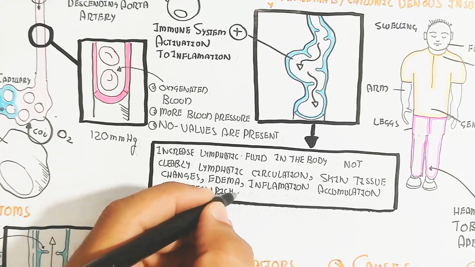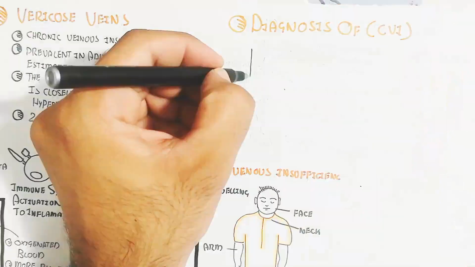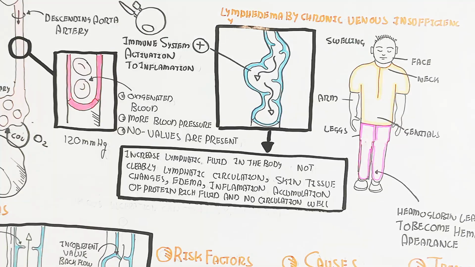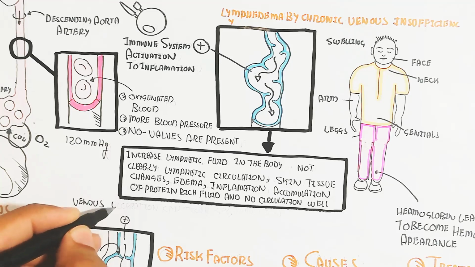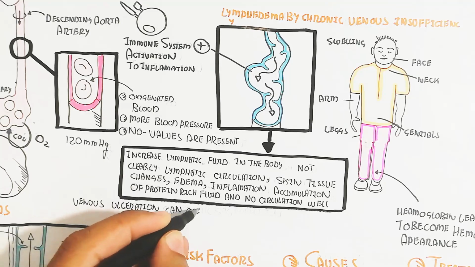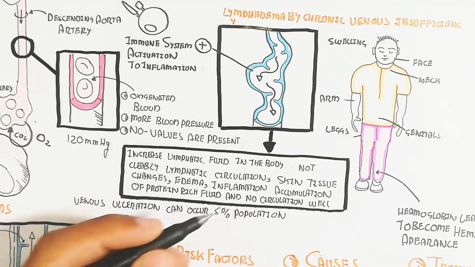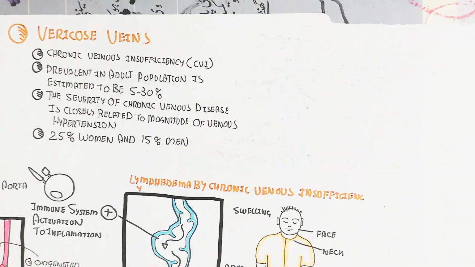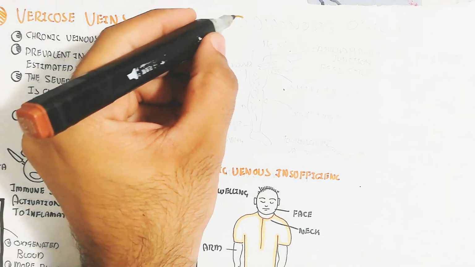Poor circulation will cause inflammation, and that inflammation will recruit more monocytes as well as leukocytes, neutrophils, and innate immune cells, which leads to progression. This inflammation is known as chronic inflammation. Chronic inflammation can cause many complications, like damage of the blood vessels. Moreover, venous ulceration can occur in 5% of the population due to varicose veins.